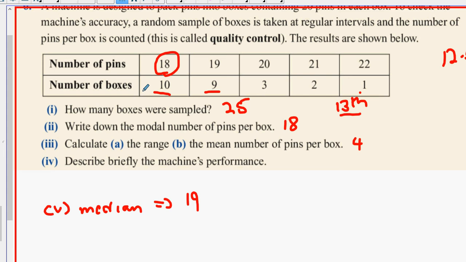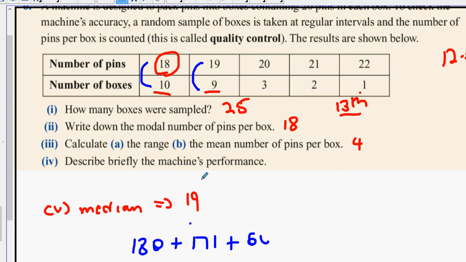Okay, so we're going to get Joe to help me out here. 18 times 10? 19 multiplied by 9, that's where I'll need you. 19 multiplied by 9? 171. Next one's 60. Where am I getting 60 from? 60 pins amongst those 3 boxes, yeah? 42 pins amongst those 2 boxes there. And finally, 22 pins amongst this box here. Everybody cool with that? Okay, next.